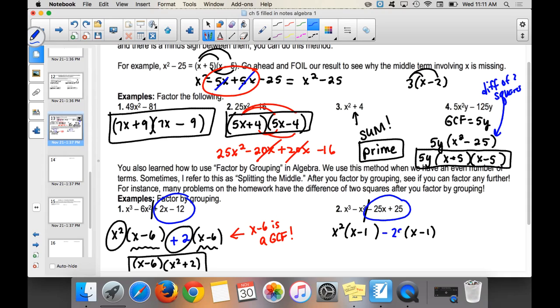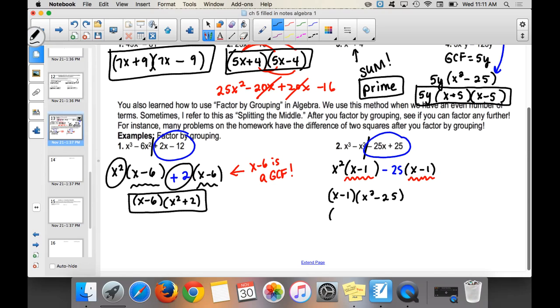All right, now I have a GCF. The thing I have in common now is x minus 1. So with GCFs, I pull the GCF to the front, and I write x squared minus 25 in parentheses. All right, Xavier, what do you think with x squared minus 25? It's x minus 5 times x plus 5, right? Because now this is the difference of two squares. And then we're done. So we have it fully factored.